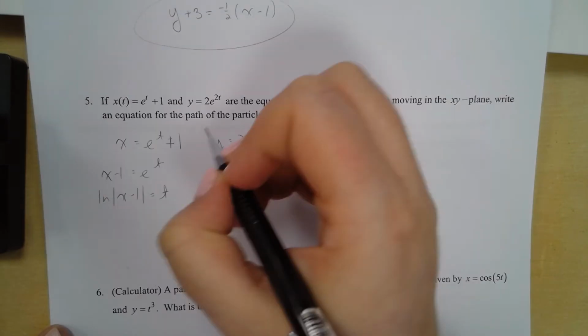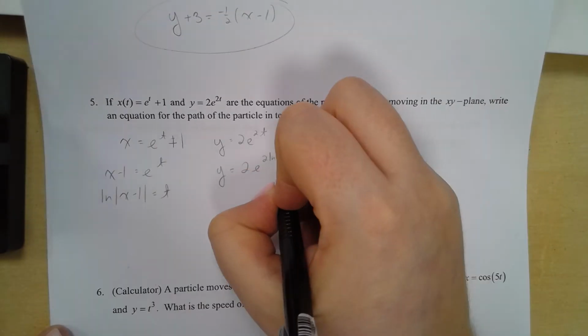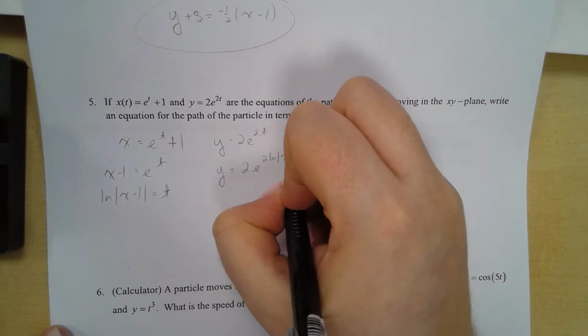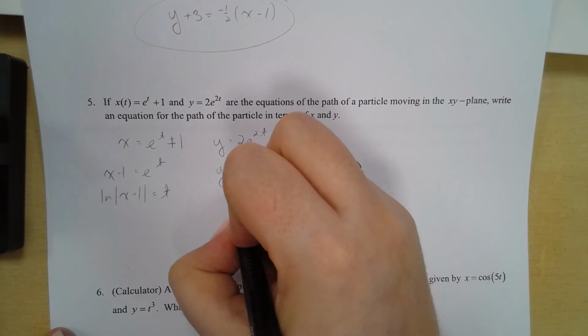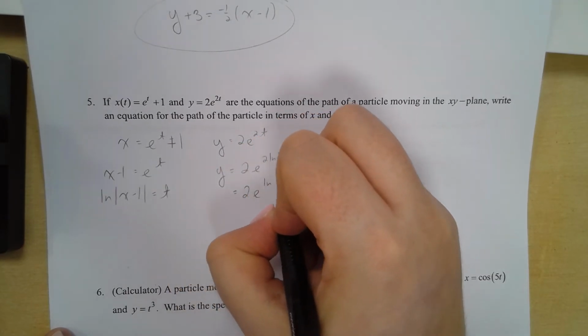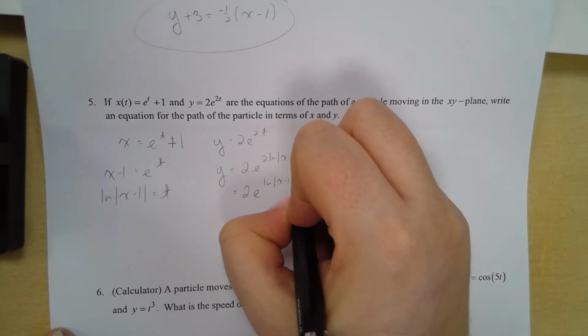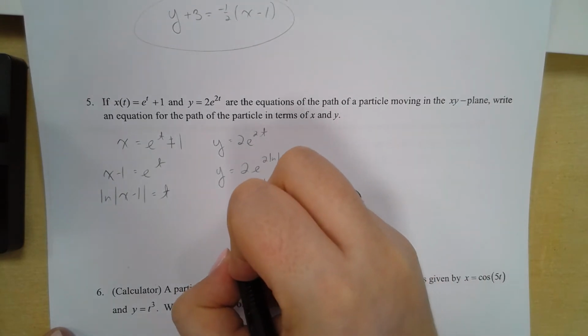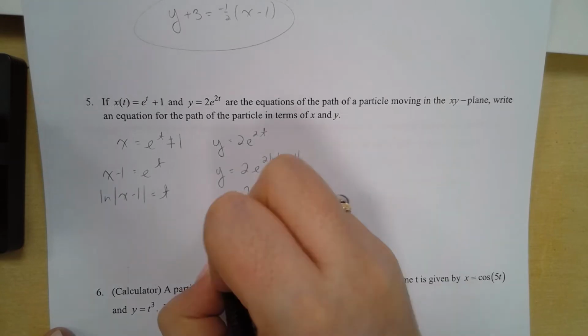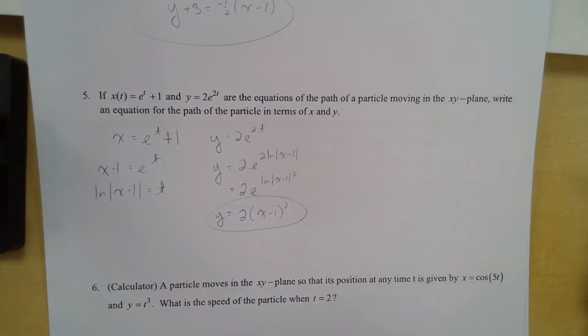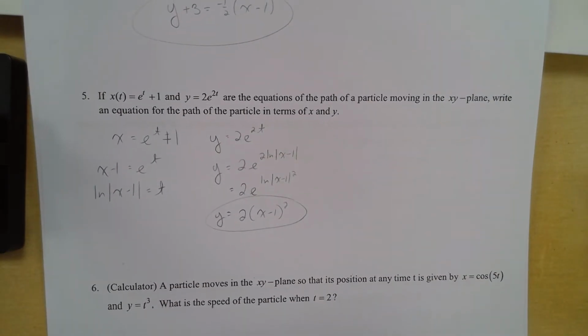So y is equal to 2e to the 2 ln of x minus 1, which you can rewrite as 2e to the ln of x minus 1 squared, which is ultimately just equal to 2 times x minus 1 quantity squared. All right, so now you've written it in terms of x and y.